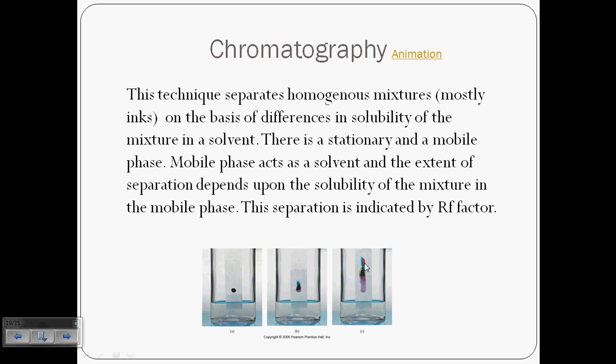So here you see this blue spot has moved, so you can say that it has more affinity for the mobile phase, versus this purple that has decided not to move much, so it has more affinity to the stationary phase. And you can identify these different spots by calculating the RF value, which is like their fingerprint and tells you which substance it is.